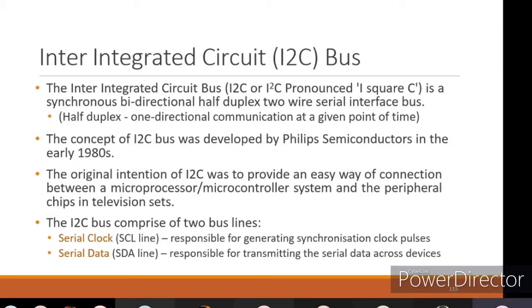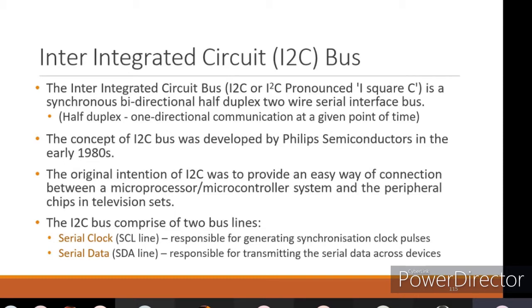The concept of I square C bus was developed by Philips Semiconductors in the early 1980s. The original intention of I square C was to provide an easy way of connection between the microprocessor, microcontroller system, and the peripheral chips in the television set. For the television set, they generated this connection. It is easy and fast also, because two lines will be there. In one line you can transmit, in one line you can receive.